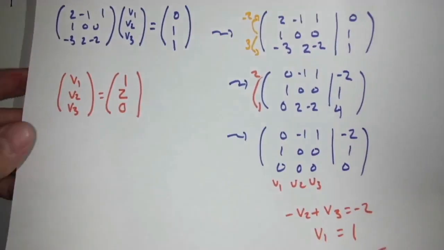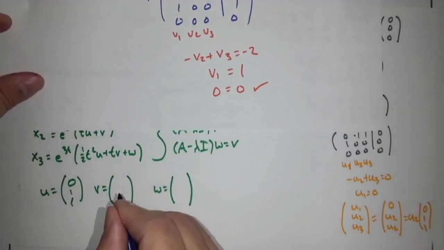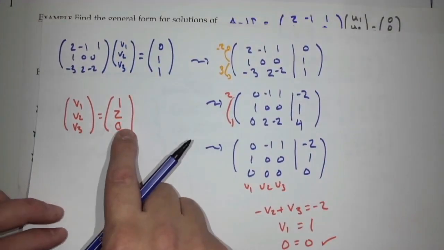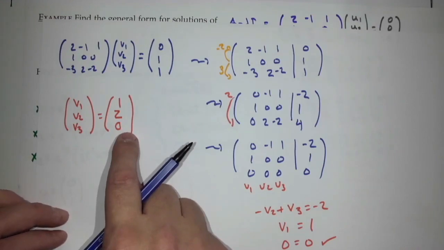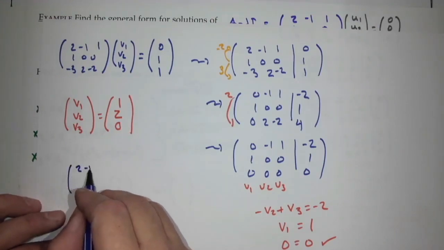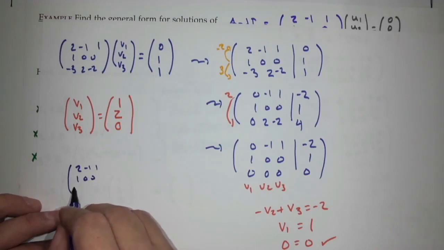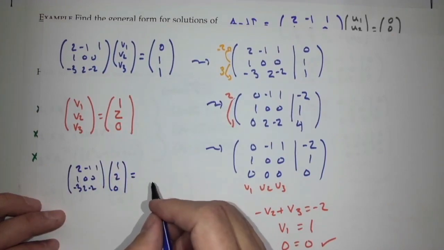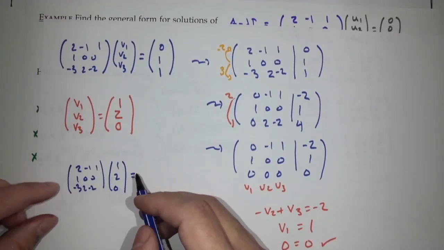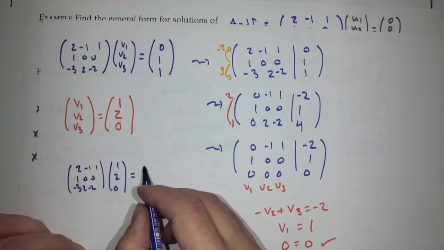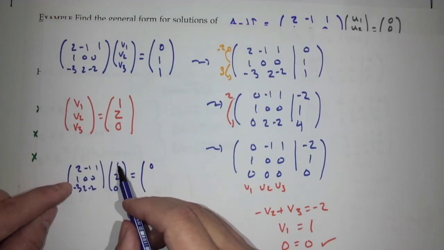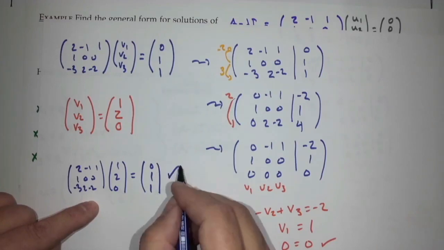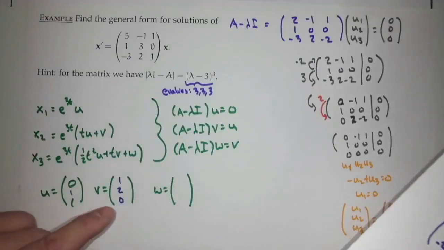Okay, so what's that tell us? Well, it tells us what V is. V is 1, 2, 0. Now, could we check our answer? How can we check our answer? Yeah, we would multiply here by 1, 2, 0, and we'd see what we get. So we get 2 minus 2 plus 0, which is 0. That's good. 1 plus 0, which is 1. Minus 3 plus 4 plus 0, which is 1. So it works. Okay, so now we have V.